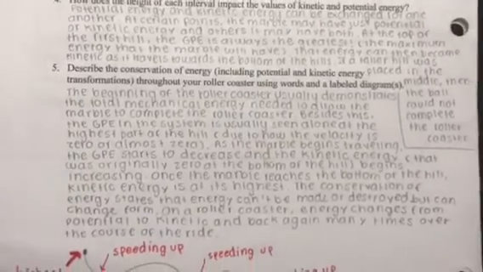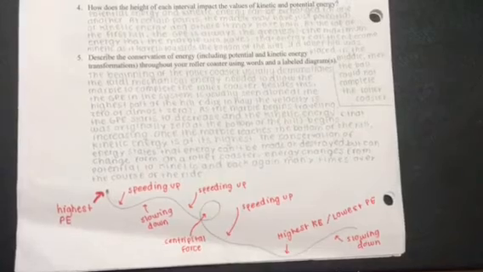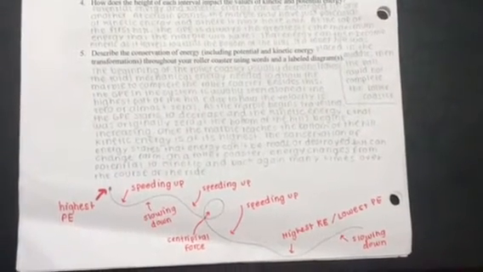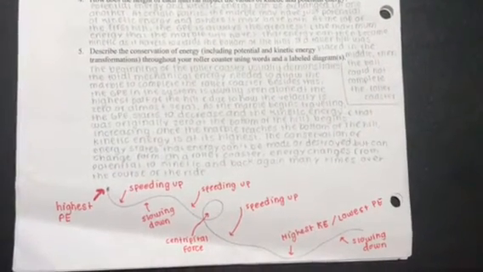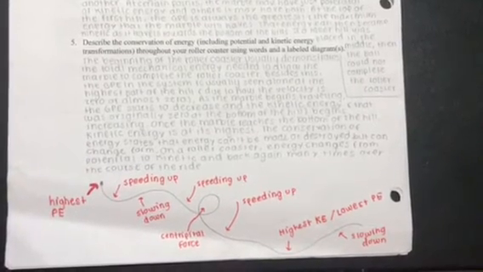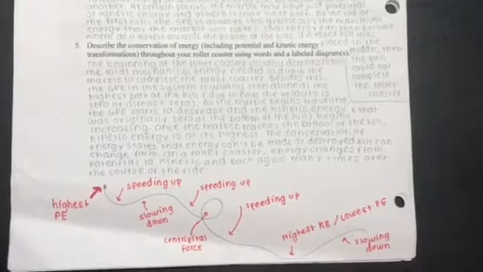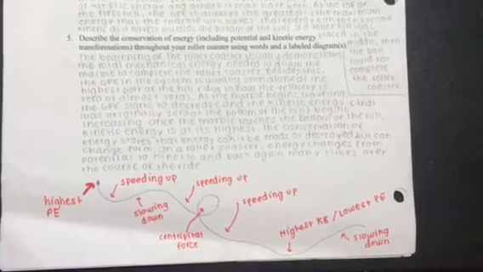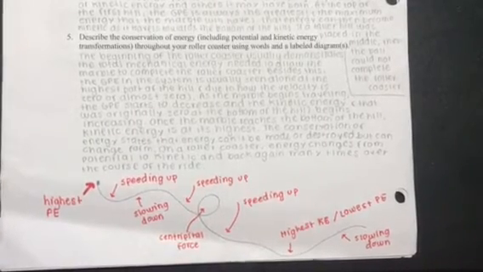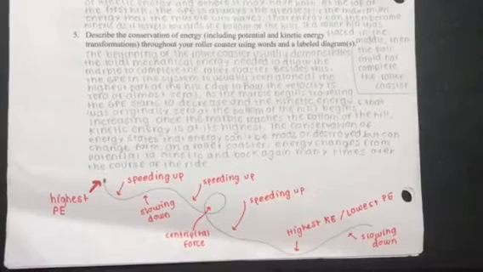So my last and final question is asking me to describe the conservation of energy, including potential and kinetic energy transformations throughout my roller coaster, using words in a labeled diagram. So the beginning of the roller coaster usually demonstrates the total mechanical energy needed to allow the marble to complete the roller coaster. Besides this, the gravitational potential energy in the system is usually seen alone at the highest part of the hill due to how the velocity is zero or almost zero.